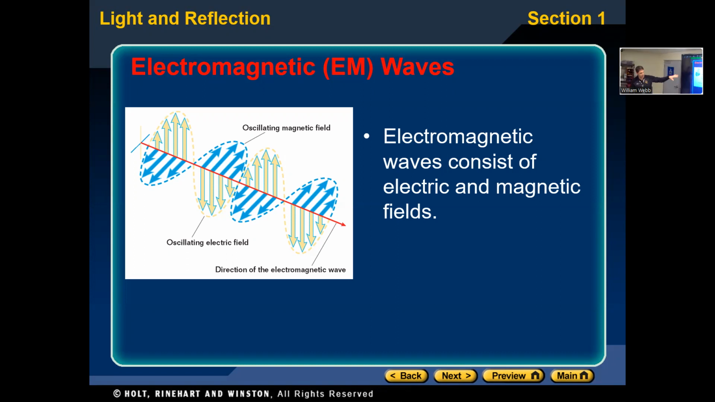So the details of this are beyond what you need to know for the class, and so I'm not going to test you over this, but I just thought you might be interested to see what it actually looks like. As light passes, it generates both an electric field and a magnetic field, and that's why we call it electromagnetic waves, because it has both fields that it's generating as it goes.